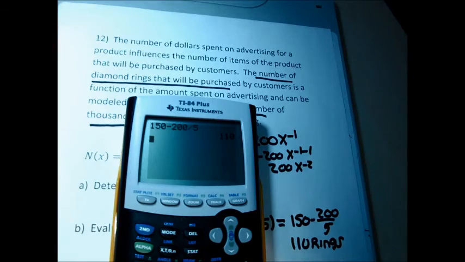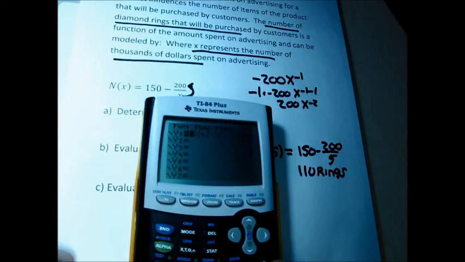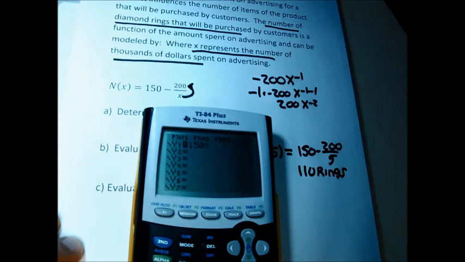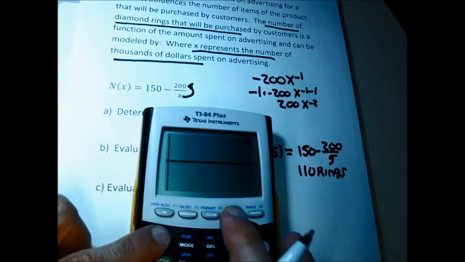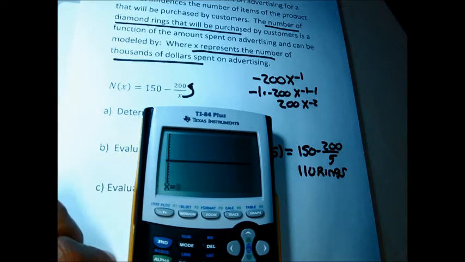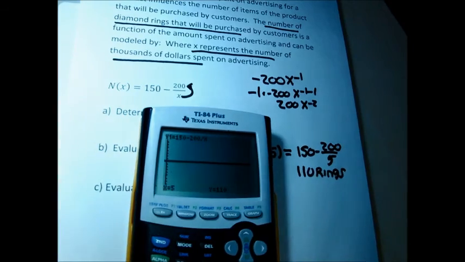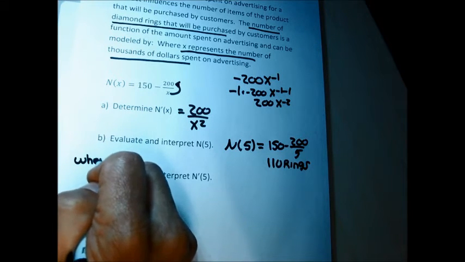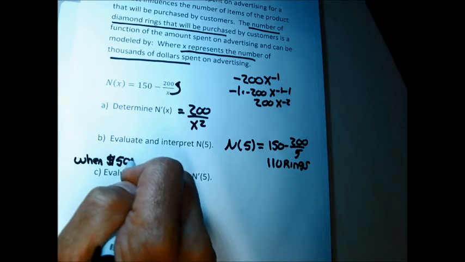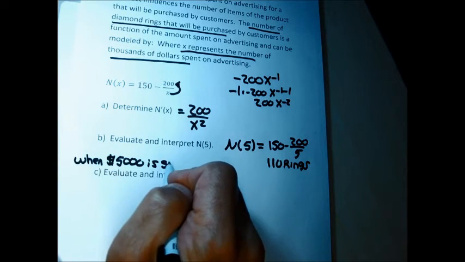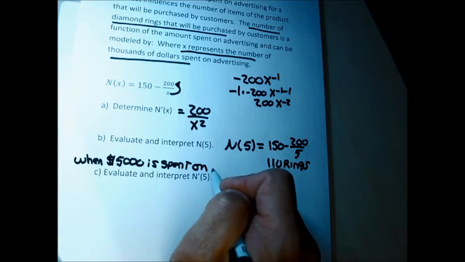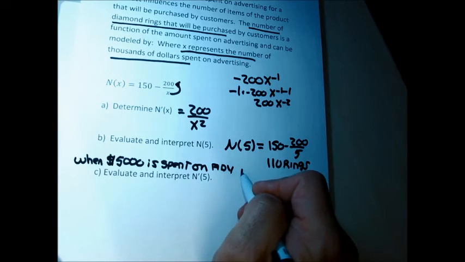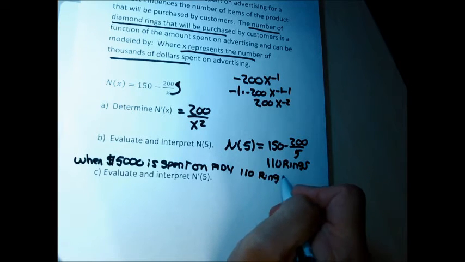Let me do that from the graph screen. So I'm going to go to the y equals, clear this out, and go 150 minus 200 divided by x. As long as my window has 5 in it, it's going to be a fine window. Now I do second calc value, type in the number 5, and it gives me the same 110 rings. So the answer to part B is when $5,000 is spent on advertising, 110 rings will be sold.